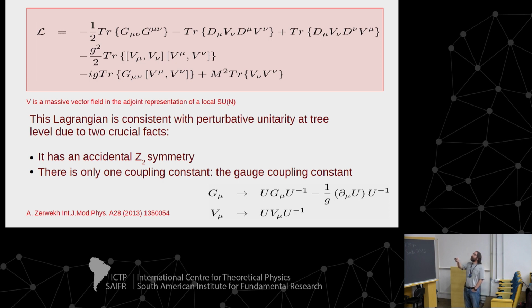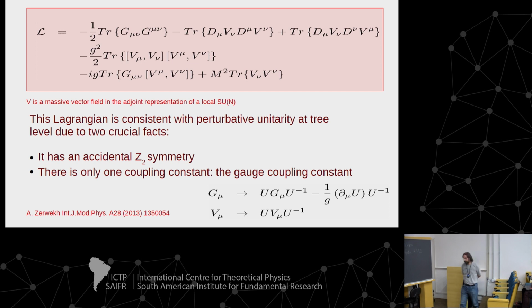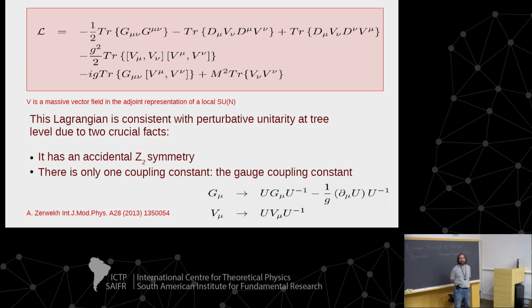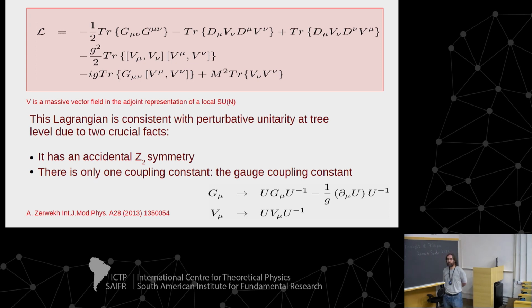And another important feature is that there is only one coupling constant, which is the gauge one. It happens that this Lagrangian defines a theory which is consistent with unitarity, at least at tree level. I'm not sure about quantum corrections, but at least at tree level, it is consistent with unitarity, and this is quite interesting.